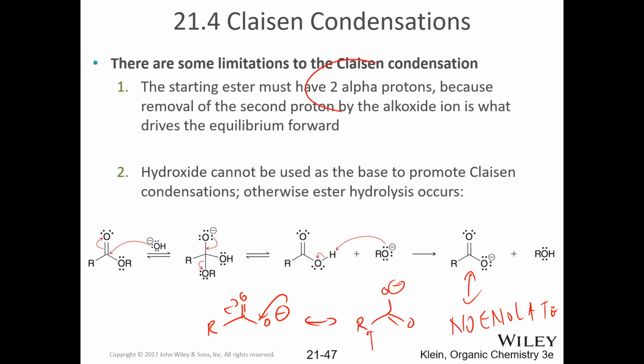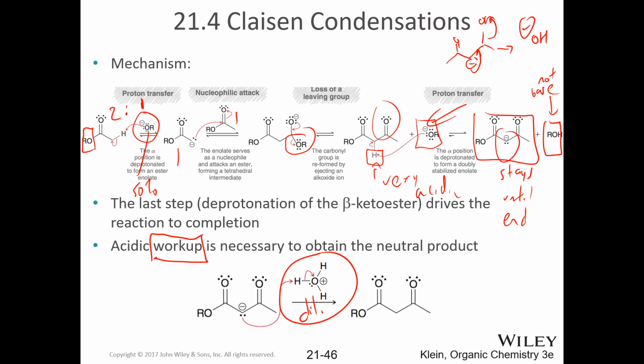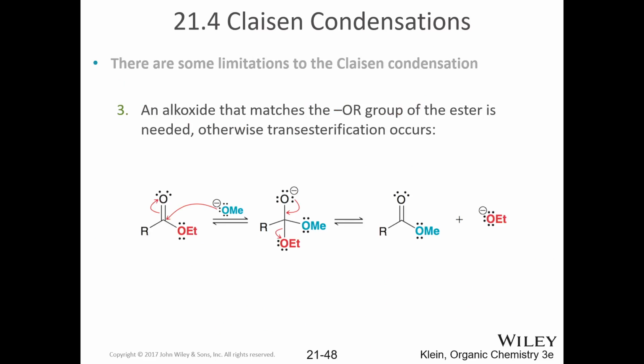Second, there has to be 2 alpha protons. The reason for that is that over the course of the mechanism, if we go back, we're pulling one of them here and another one of them here. So there are 2 spots, the original enolate and the next enolate that forms at the end, where I have to pull off the same carbon. So I have to have 2 alpha protons to make it work.